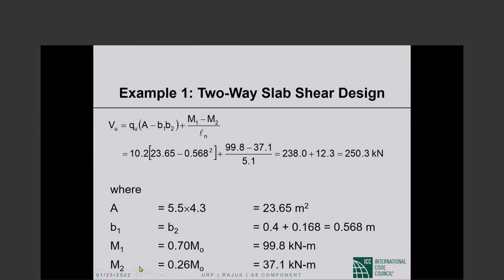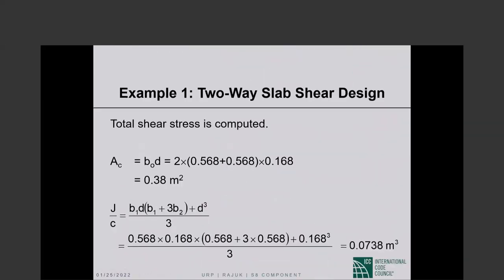All the dimensions and so forth, everything here should be familiar to you by now. The A sub C for an interior, we now have 4 faces to the critical section, each equal to 568, and that is the depth. So A sub C is 0.38 square meters.